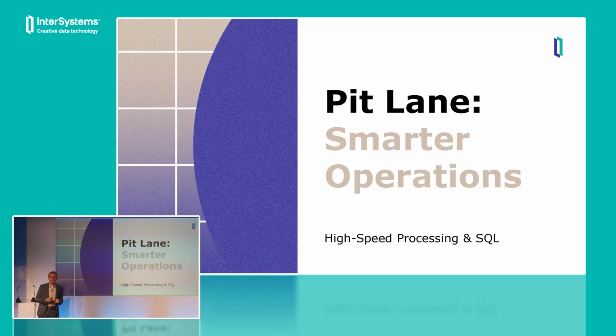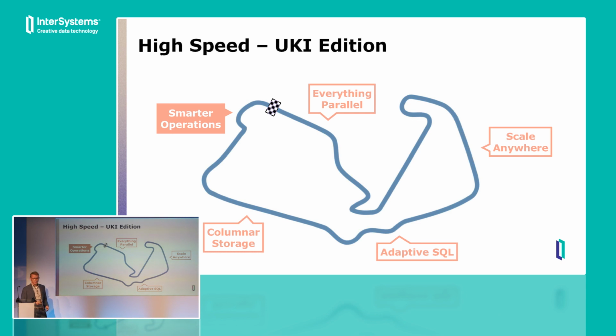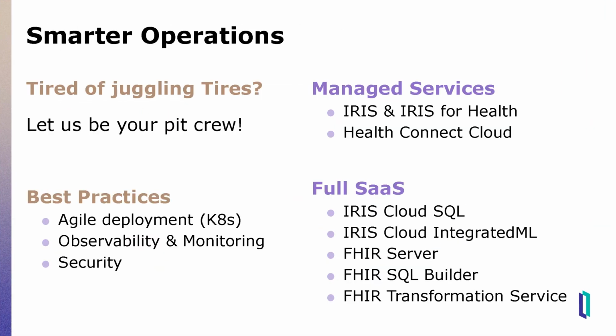Okay, the last part of the track I wanted to talk about, very hard to escape, you wouldn't be able to do a race without passing through it, is the pit lane. So in the pit lane, it's all about smarter operations. It's all about having a crew that helps you keep your race car in top condition and making sure that you can keep driving your race. So just a few words on what we can do there is we can do this for you.